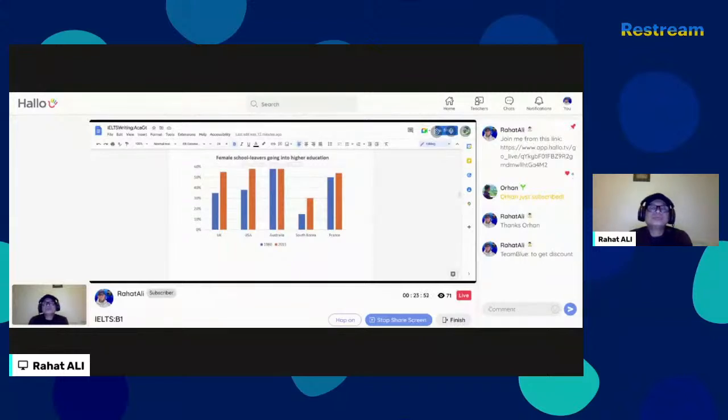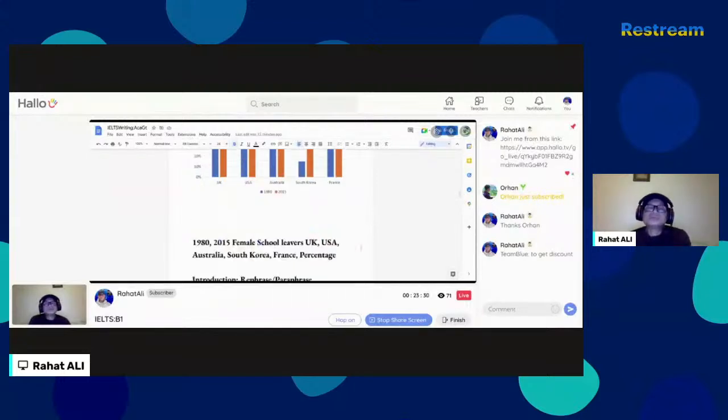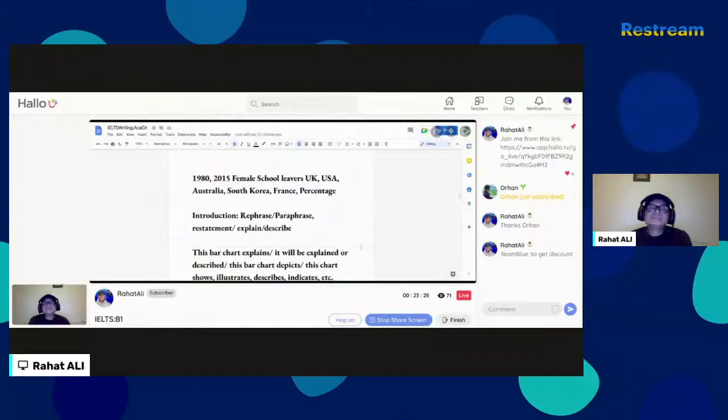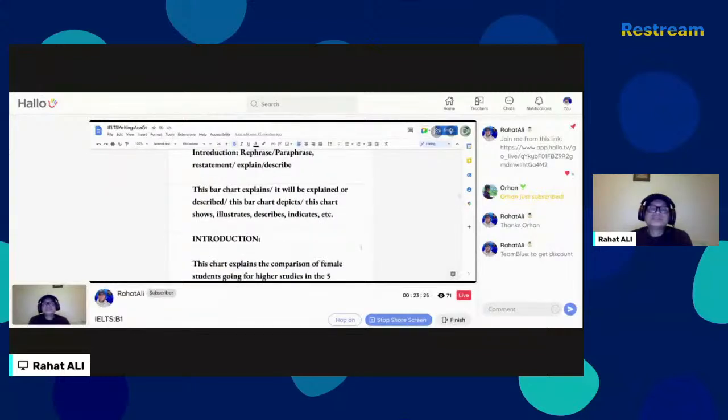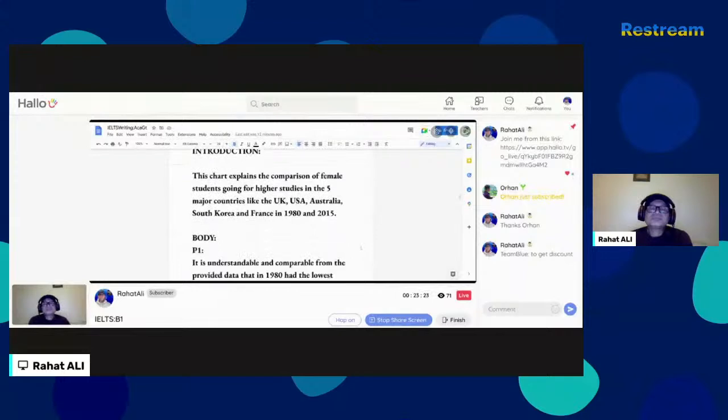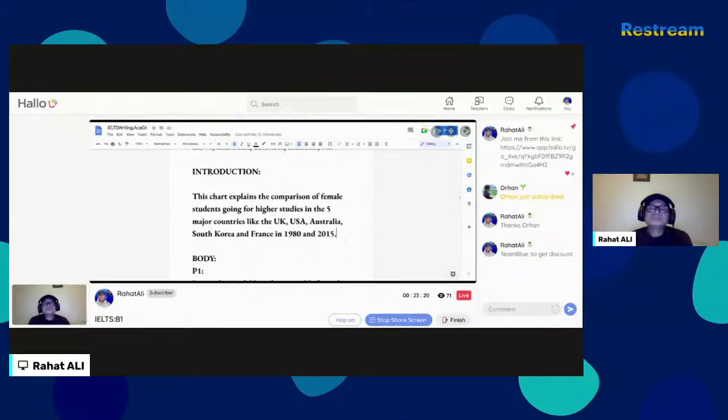So that is the most amazing trend here. But it is growing from 1980 to 2015. So you can see that. So that's the overview. That's the introduction. Now we go to the overview.